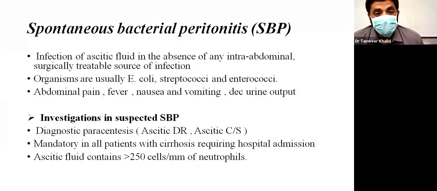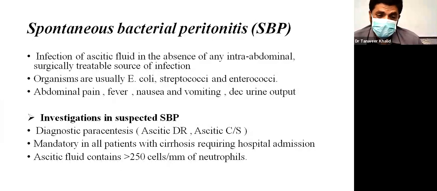Spontaneous bacterial peritonitis is the infection of ascitic fluid in the absence of any intra-abdominal or surgically treatable source of infection. The organisms are usually E. coli, streptococci, and enterococci. Common presenting features are abdominal pain, fever, nausea, vomiting, and decreased urine output. Patient can present with fever, abdominal pain. Whenever a cirrhotic patient with ascites comes with fever and abdominal pain, think of that first. Rule it out first, and then other things.